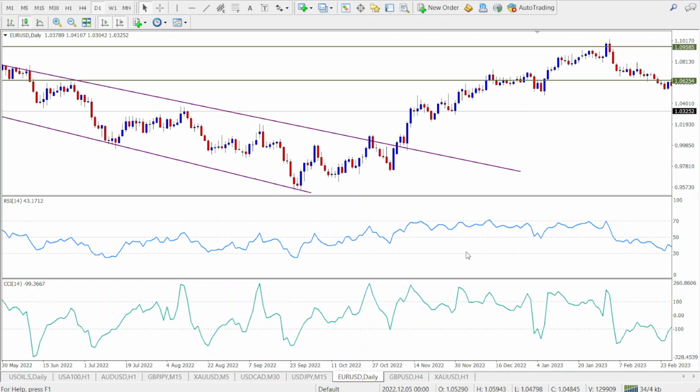So which one should you use? That depends on your trading style. If you trade ranges and need a reliable momentum indicator, RSI might be your best bet. But if you prefer to trade trends and breakouts, CCI could give you an edge. Now, some traders even combine RSI and CCI for a more complete market view.